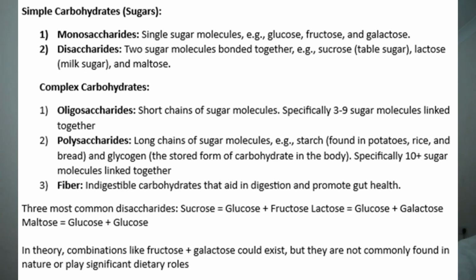This category includes starch and glycogen, which I'll briefly discuss now. Starch, found in foods like potatoes, rice, and grains, serve as a plant's energy source. Glycogen, on the other hand, is the storage form of glucose in humans and animals. It's primarily stored in the liver and muscles for quick energy release when needed.